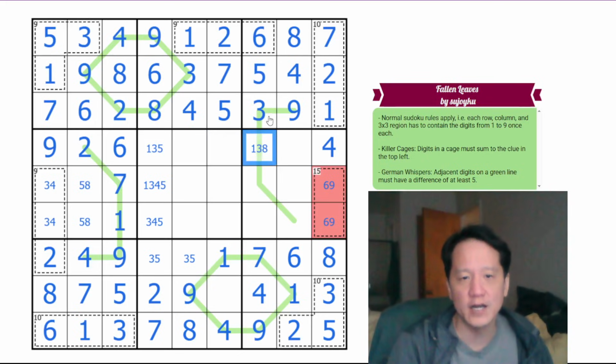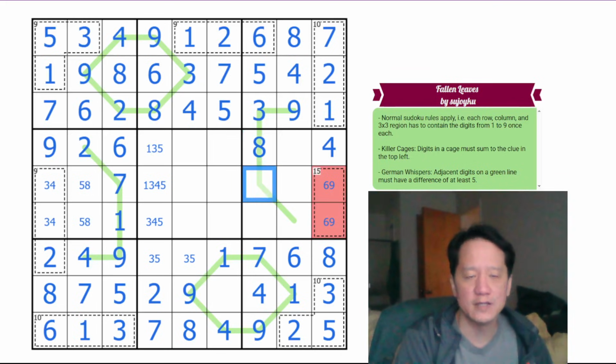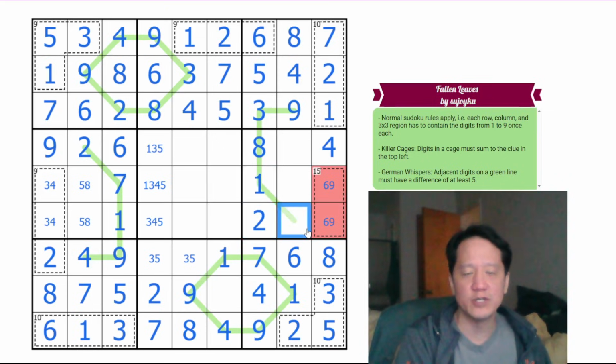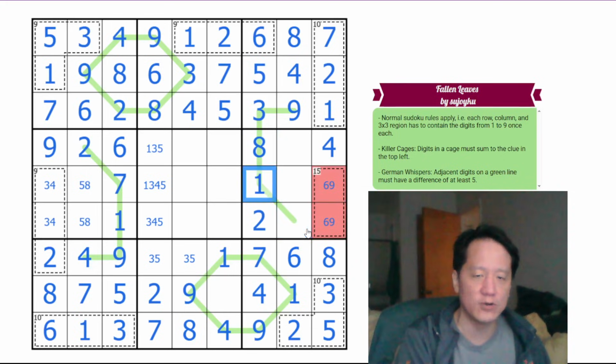This has to be a high digit and cannot be 9, so it's 8. That leaves this as a low digit. It could be 1 or 2. And this is 1 or 2, but this can't be 1 because of 1 in the row, so this is 2, and that's 1, which has to be next to a high digit. We can't have 6, 8, or 9, so this is 7.